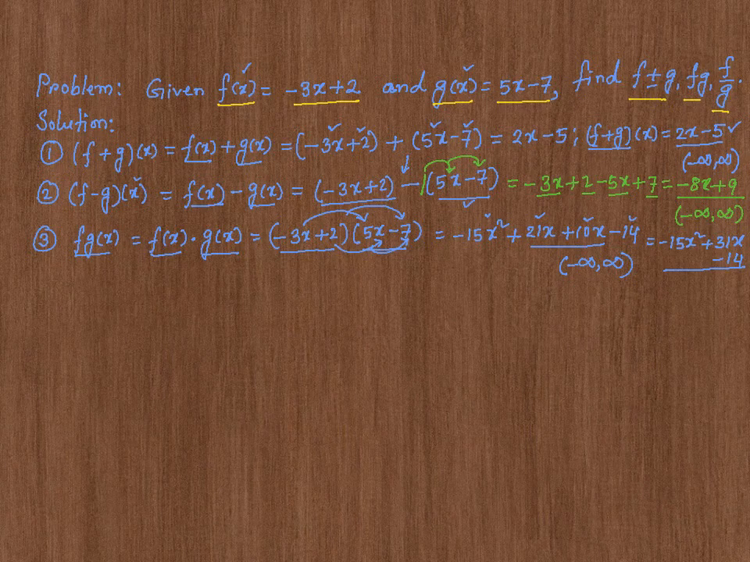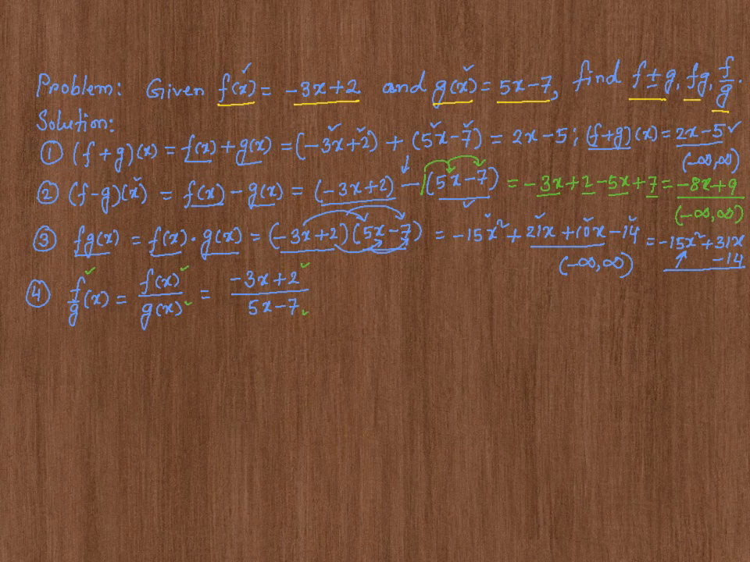So this is a polynomial of order 2. With negative 15x squared, the highest power of x is 2, so it is a polynomial of order 2, or quadratic polynomial. So it has a domain negative infinity to positive infinity. Now we are going to do the division or quotient f over g of x. By definition, we define it as f of x divided by g of x. My f of x is negative 3x over 3x plus 2, and my g of x is 5x minus 7.